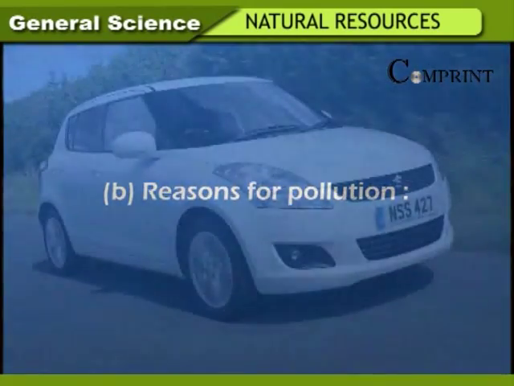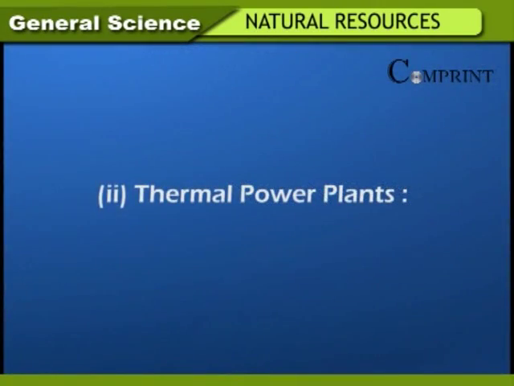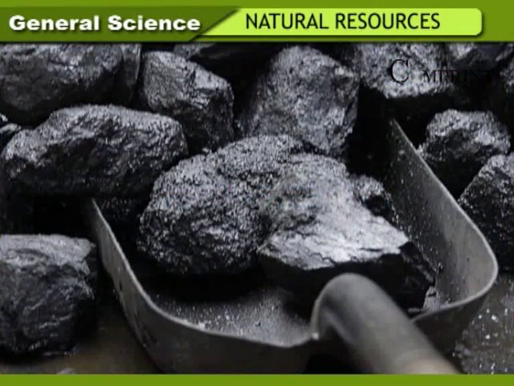Reasons for pollution. Vehicles. Vehicles which run on diesel and petrol emit gases which contain pollutants like sulfur. Thermal power plants. Coal is used as fuel in these plants. Coal contains sulfur substances, and emission of sulfur dioxide, carbon monoxide, and carbon dioxide takes place on combustion of coal.